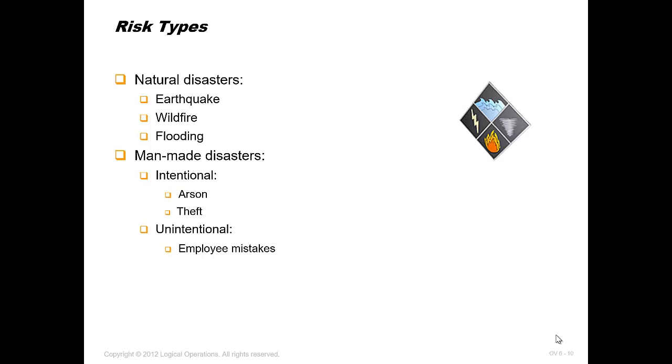Risk type: we have man-made risk, which is something like internal risk, theft, employee mistakes, or natural disaster risk, things that you can do nothing about. So if you are in an area where there are a lot of tornadoes and floods, you have to work with that. I mean, you can do nothing about it.